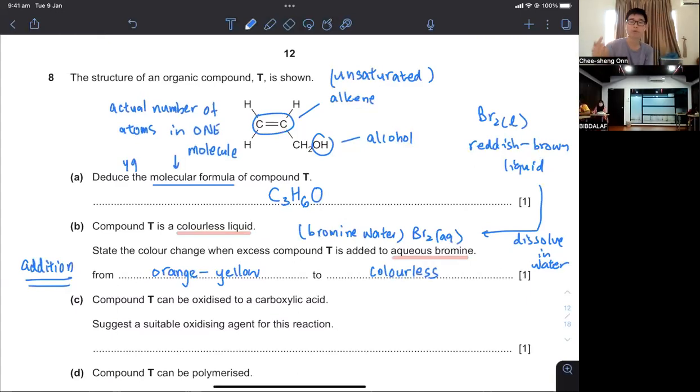We use aqueous bromine to test for alkene because alkene will decolorize. It will turn aqueous bromine from being colored to colorless. Whereas alkanes, already saturated, will have no reaction with bromine water, and therefore it will just remain orange yellow. If you have alkanes, it will remain orange yellow.